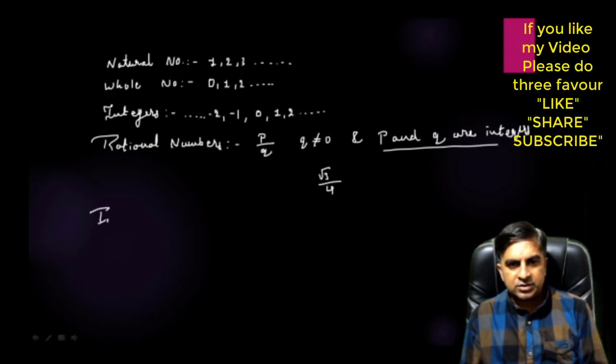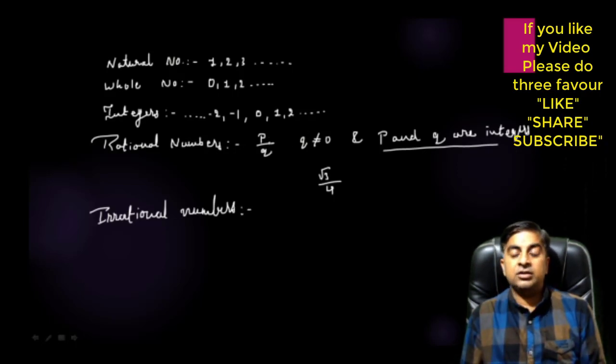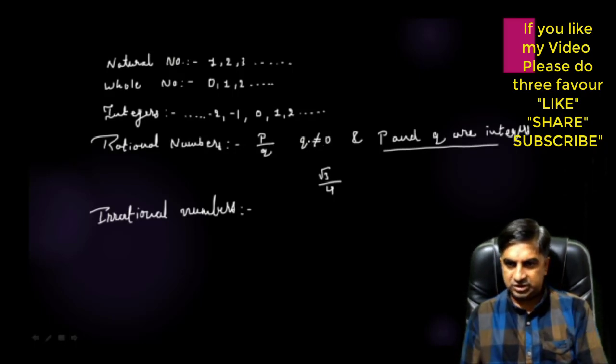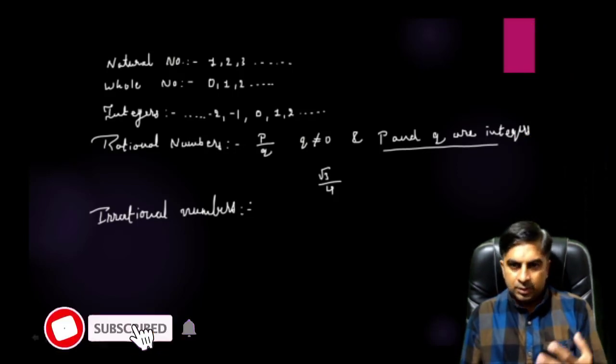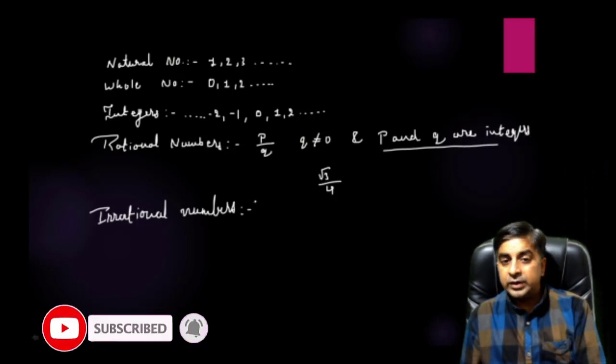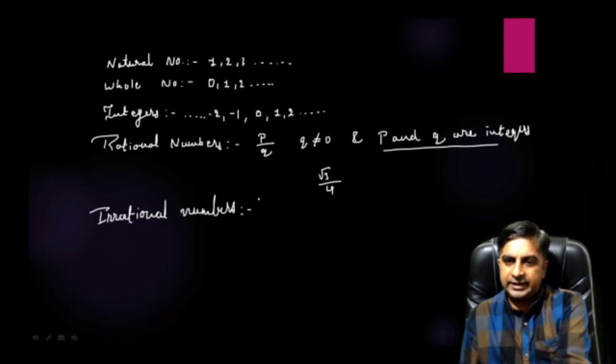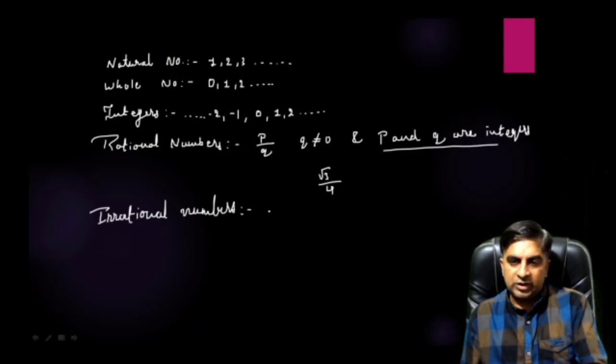Now what are irrational numbers? Two definitions are there for this. The numbers which cannot be written in the form of p by q, where q is not equal to 0, are irrational numbers, or you can also say the numbers which are not rational are irrational numbers. But for class 10 we are going to use that the numbers which are not rational are automatically irrational, because this will be useful for questions of prove that.